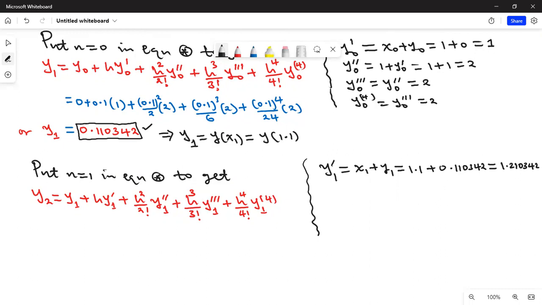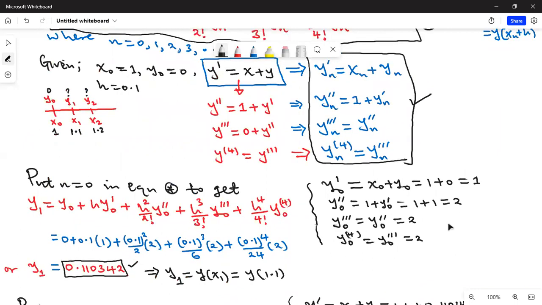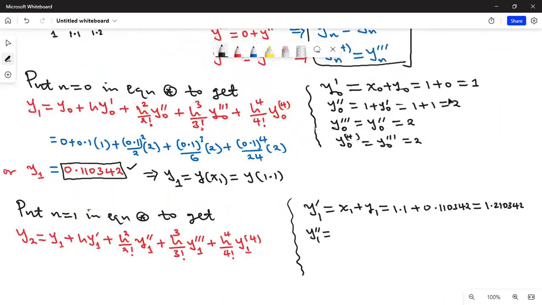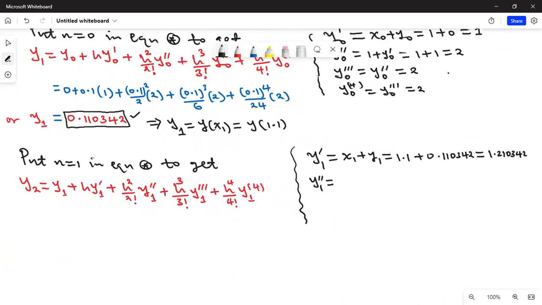Proceed to get y1 double prime, I mean. So if you look at our derivative up here, y1 double prime will give us 1 plus y1 prime. So that's what I write here, is equals to 1 plus y1 prime. And so this is the same as 1 plus y1 prime. We have found that to be 1.210342. When you add, you get 2.210342.